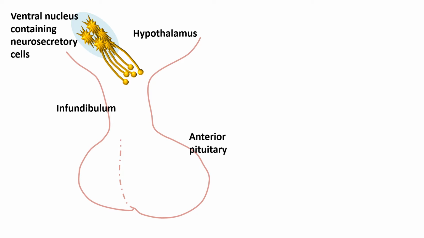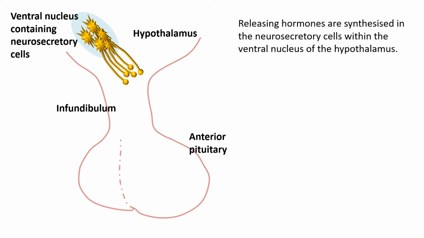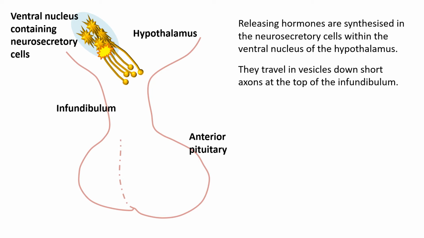The ventral nucleus in the hypothalamus, those neurosecretory cells in there, synthesize the releasing or inhibiting hormones. So releasing hormones, we're focusing on releasing here, are synthesized in the neurosecretory cells within the ventral nucleus of the hypothalamus. They travel in vesicles. This is just like neurotransmitters. They travel in vesicles down short axons in this case, and those short axons end in axon terminals at the top of the infundibulum. So still within the hypothalamus, albeit within the base of the hypothalamus.